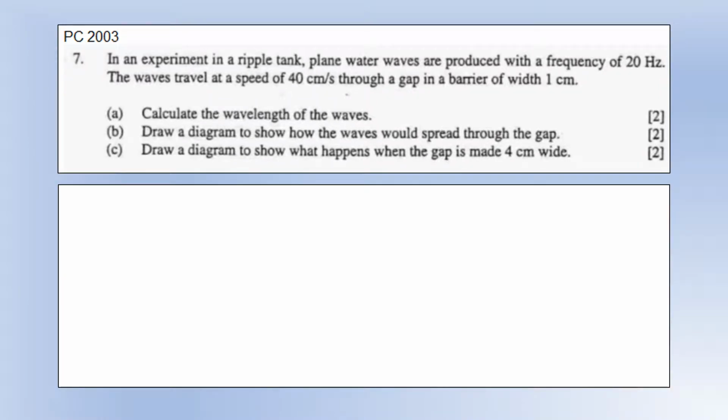So to start with, we've got a ripple tank at 20 Hertz, and the waves travel at a speed of 40 centimeters per second through a gap in a barrier of width 1 centimeter. Calculate the wavelength. So the key is going to be these units. We have to pay attention to them. They're in centimeters.